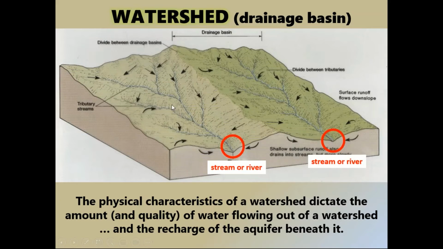So as we kind of wrap up our discussion on watersheds and drainage basins, one thing we haven't specifically discussed are the streams and rivers that come out of these things. Now a river is basically just a larger version of a stream. So the two terms are interchangeable, but if it's a really big feature, we call it a river versus a stream.